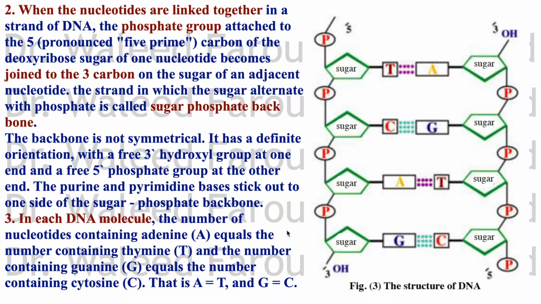In each DNA molecule, the number of nucleotides containing adenine must equal the number containing thymine, because adenine is coupled with thymine. And the number containing guanine equals the number containing cytosine, because cytosine is coupled with guanine. See, a double bond between the adenine and thymine, and a triple bond between the cytosine and guanine. Okay.